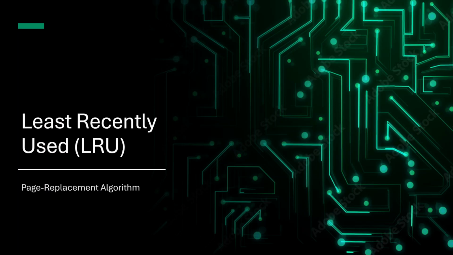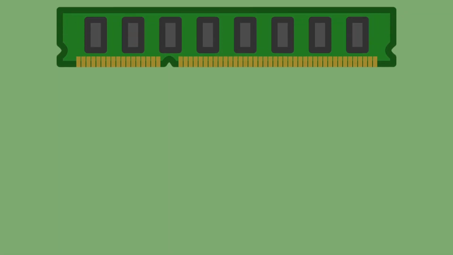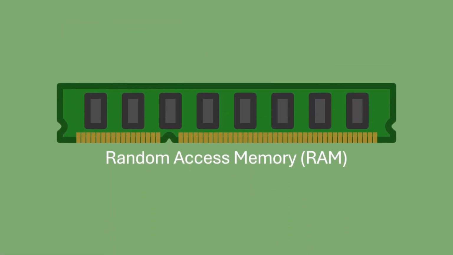Welcome to Group 23's Introduction on Least Recently Used Algorithm, LRU. LRU is a page replacement algorithm that aims to reduce page fault rate by replacing the page that has not been used in the most amount of time in the RAM.